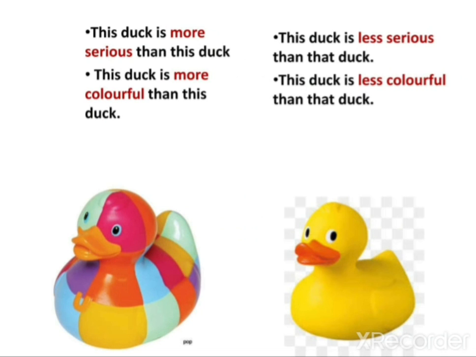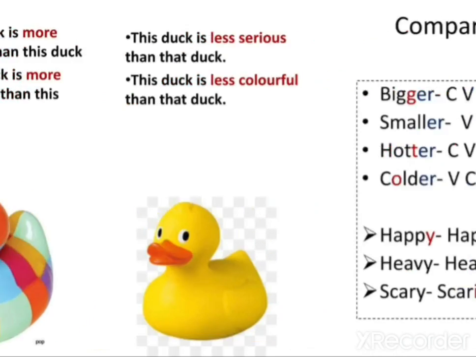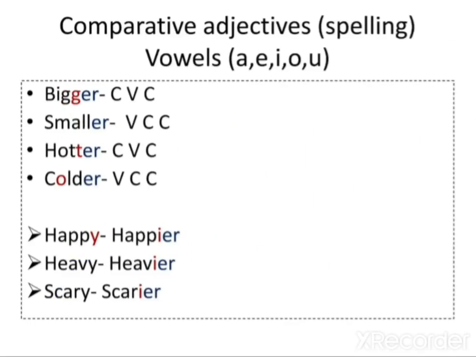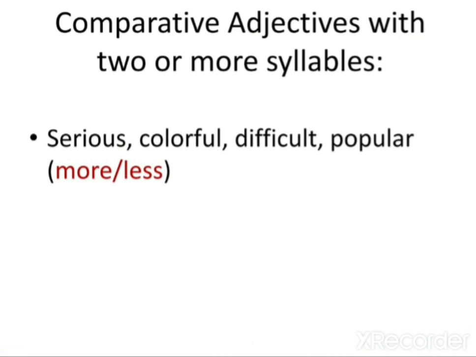Let's think of some other examples. What about if we are talking about languages? Suppose we are talking about grammar. I think Sanskrit grammar is more difficult than English grammar. So here is the word difficult. I think Sanskrit grammar is more difficult than English grammar.